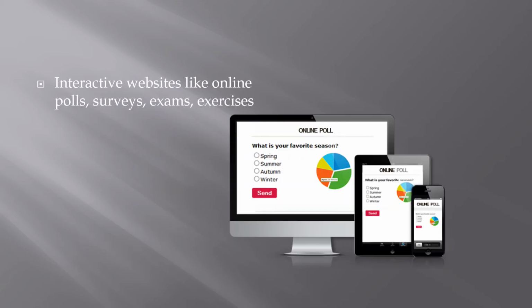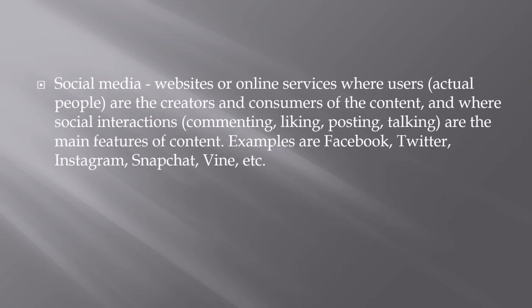Interactive websites like online polls, surveys, exams, and exercises. Social media, websites, or online services where users, or actual people, are the creators and consumers of the content, and where social interactions, like commenting, liking, and posting, are the main features of content. Examples are Facebook, Twitter, Instagram, Snapchat, Vine, etc.